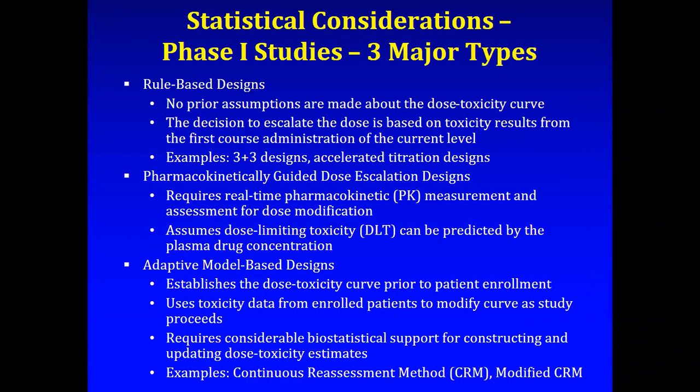An example of the rule-based designs are the 3+3 designs and accelerated titration designs, which Mansoor talked about. So those are things I'm just going to touch on very briefly. For the adaptive model-based designs, many of those are the continuous reassessment methods, and then the various modifications made to those.